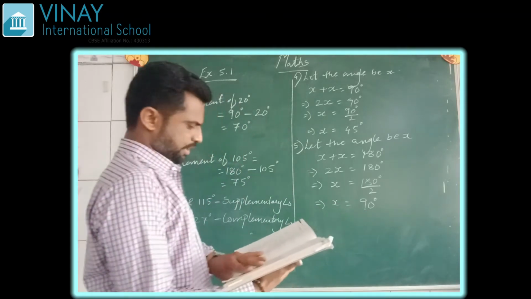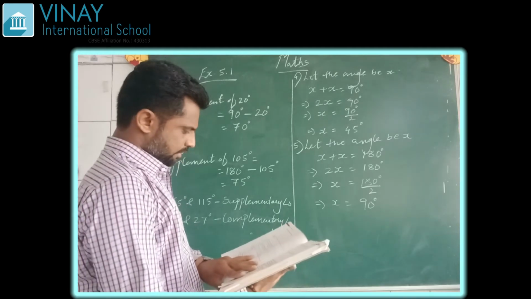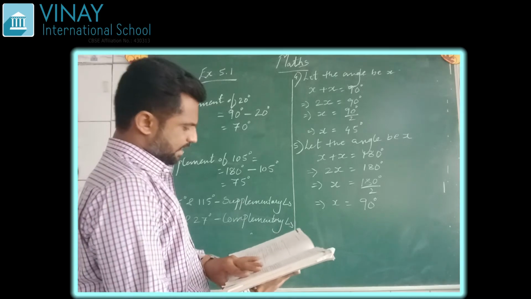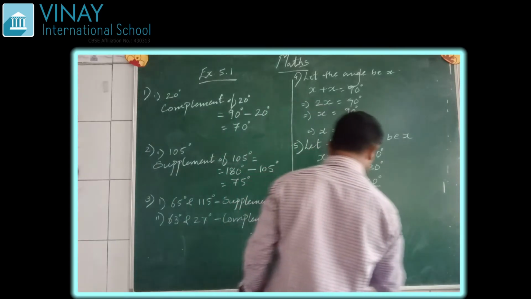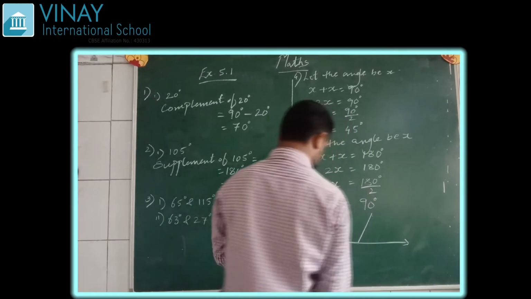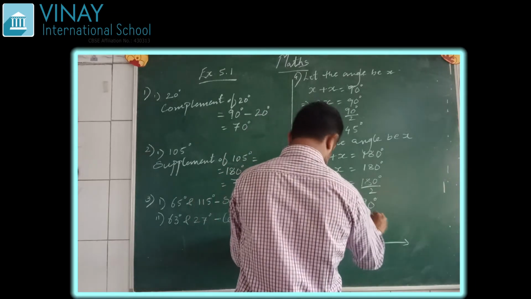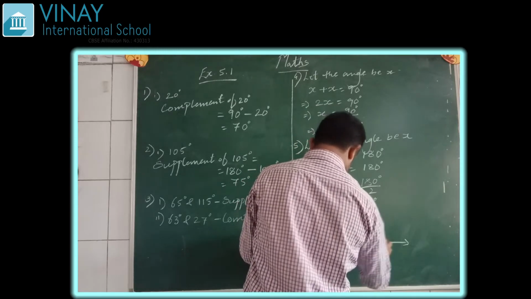Now, question number 6 is, in the given figure, angle 1 and angle 2 are supplementary angles. Here in question number 6, one figure is given. In that, here it is angle 1, here it is angle 2.